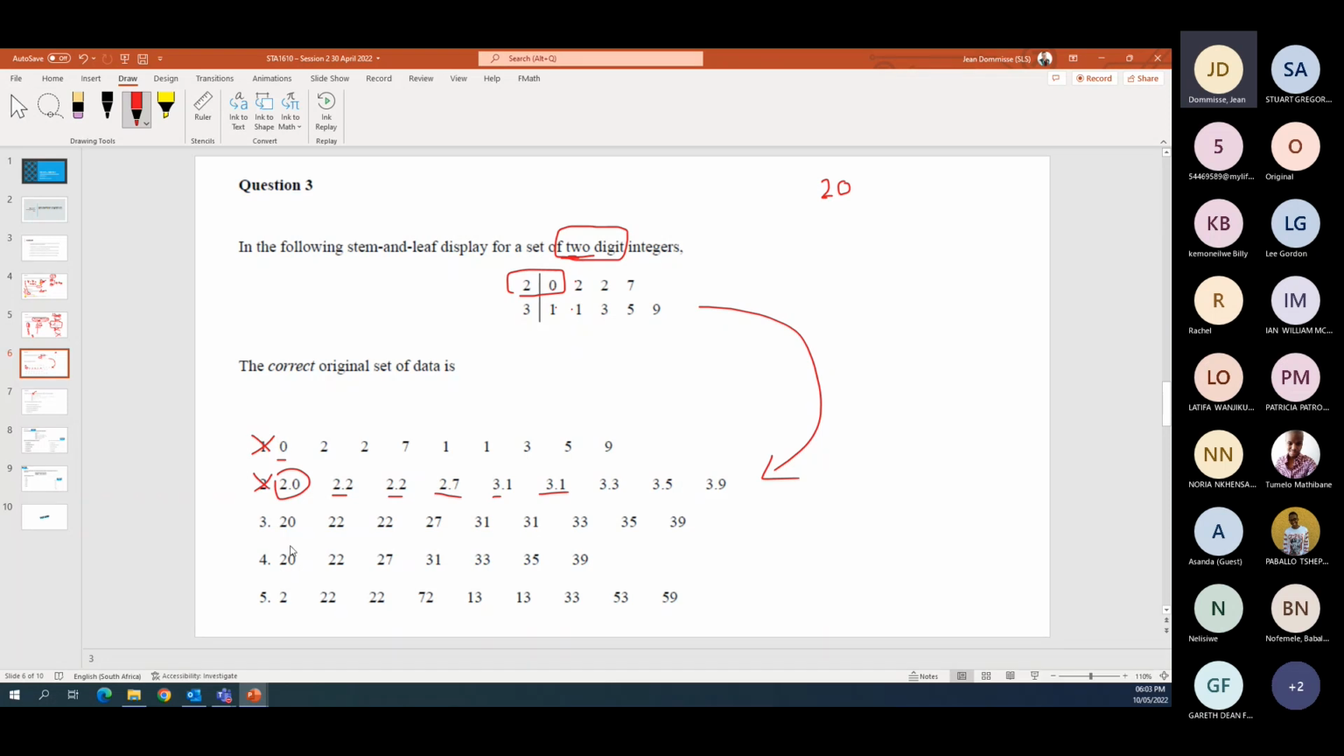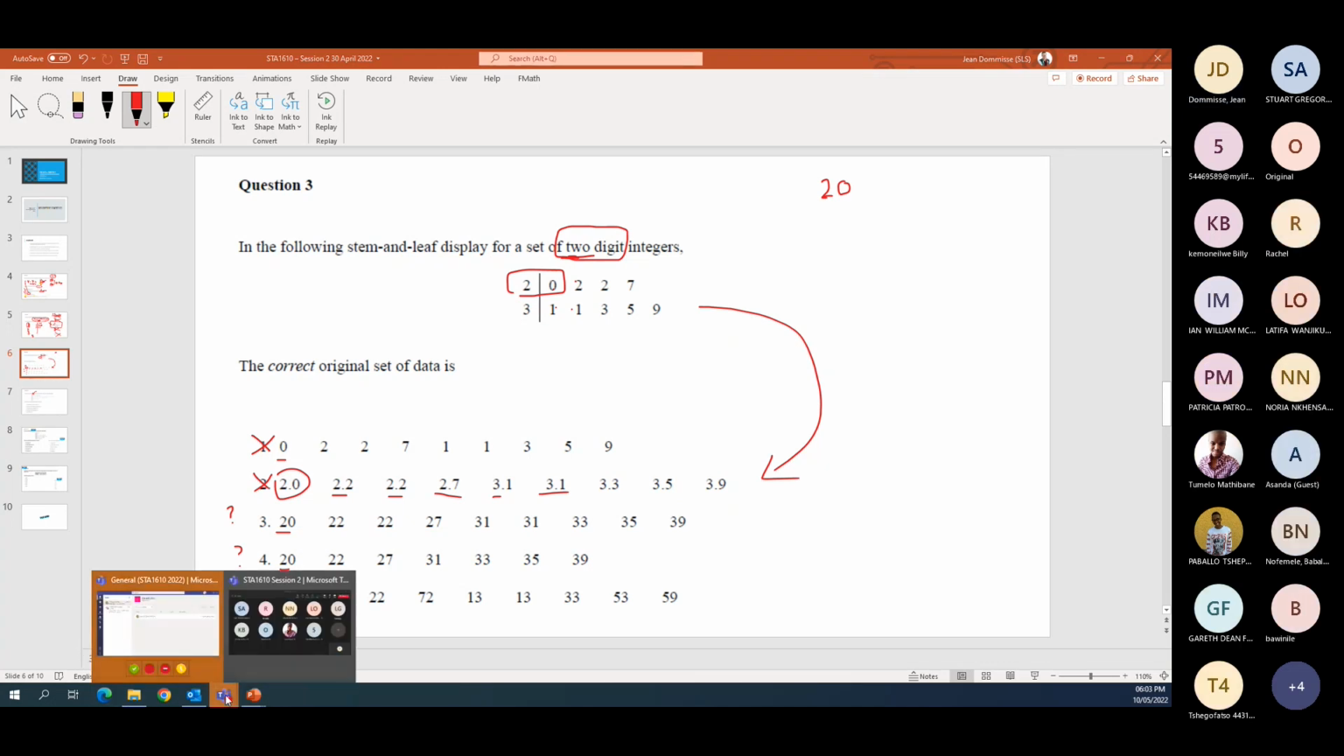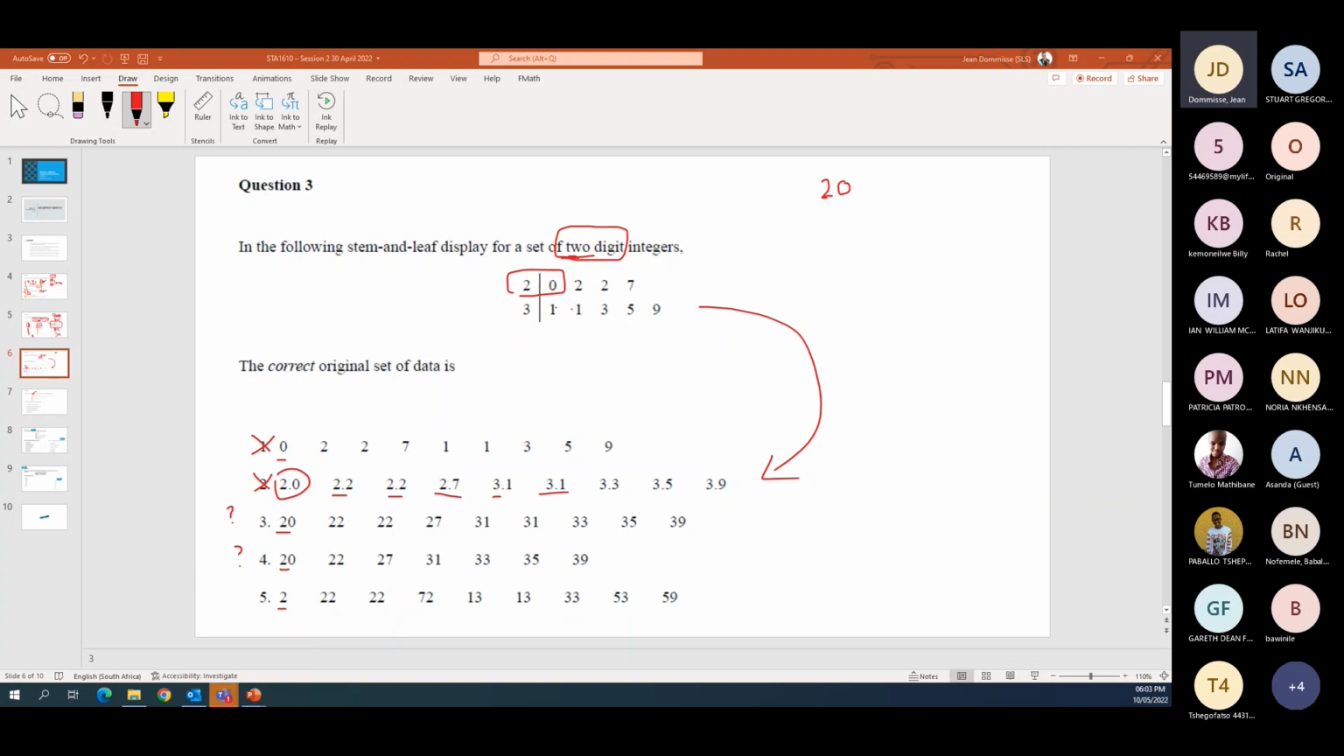Okay, so let's look at the next one, 20. That might be correct. Option 4, 20, that might be correct. Option 5, starting at 2, definitely not.